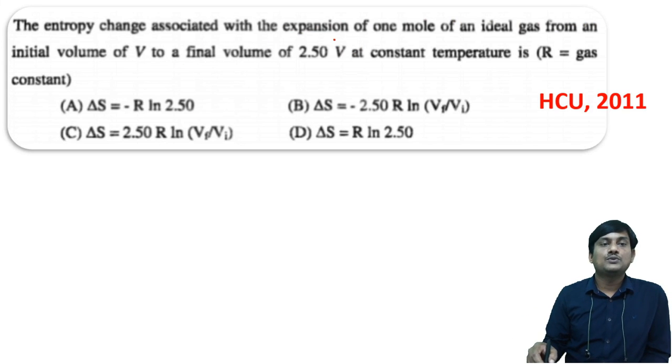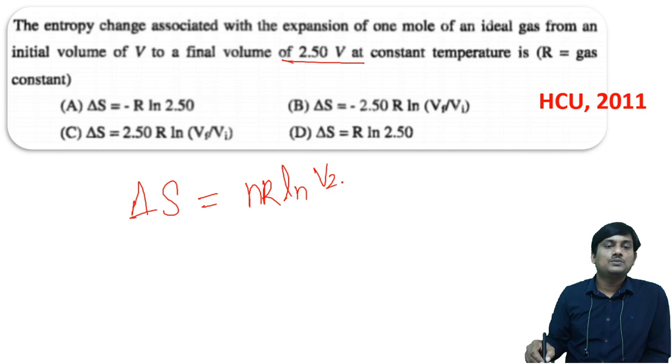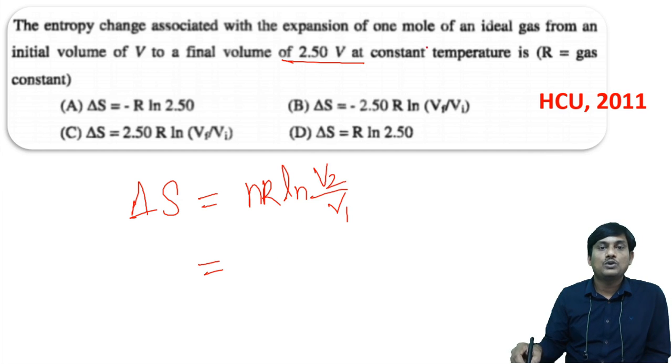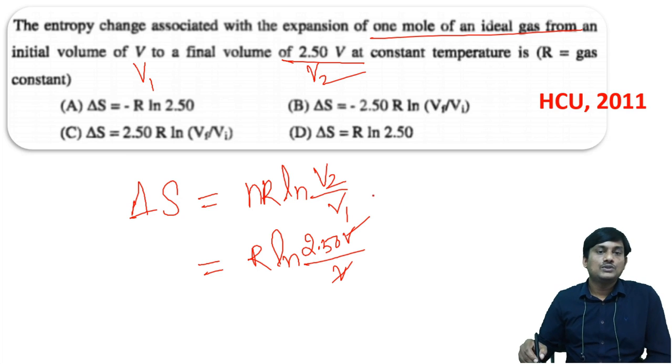The entropy change associated with the expansion of 1 mole of an ideal gas from an initial volume of V to a final volume of 2.50 V at constant temperature. What is the delta S? Delta S is equal to nR ln V2 by V1. Let us take 1 mole of an ideal gas. So 1 R ln V2 by V1. What is the V2? This is V2 and this is V1. 2.50 V by V, there is a cancellation of V. So you will get delta S is equal to R ln 2.50.